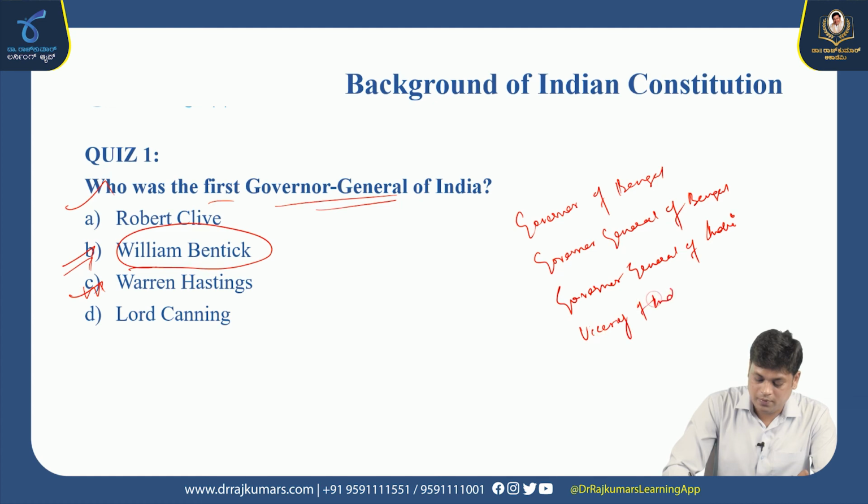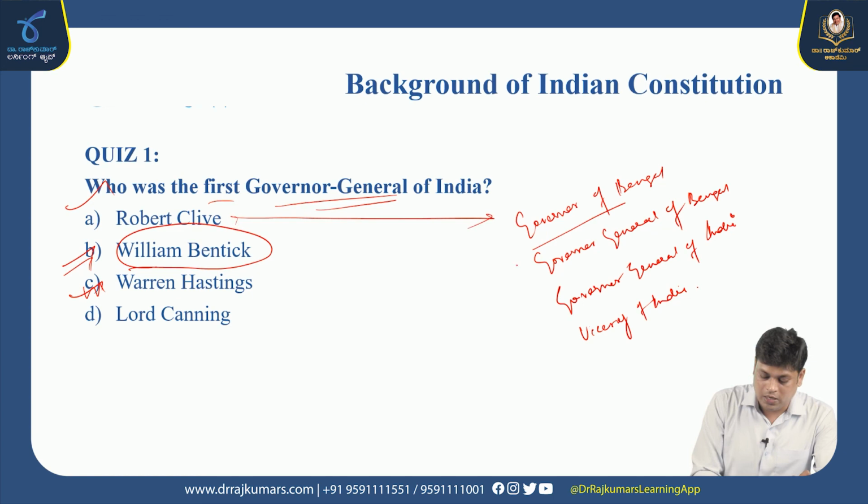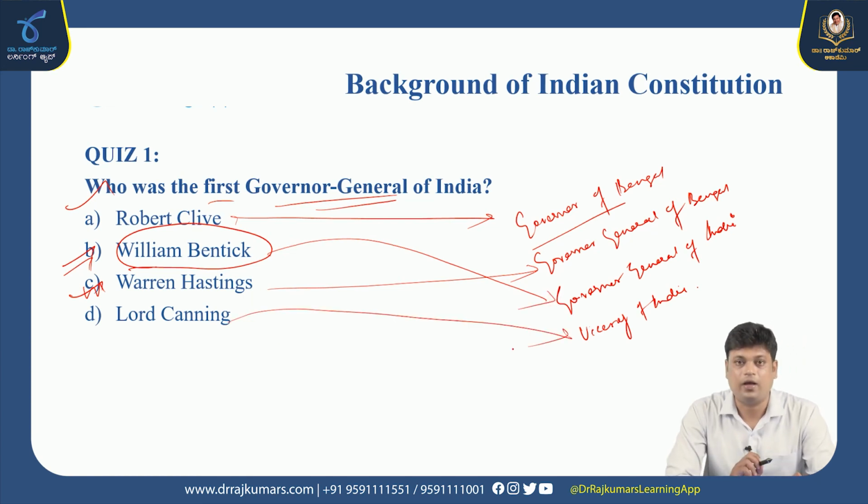Governor of Bengal, Robert Clive. Governor General of Bengal, Warren Hastings was the first. William Bentinck, Governor General of India. Lord Canning, Viceroy of India. So you need to know who the first ones are. These 4 categories only you need to understand. So this is fair enough information.